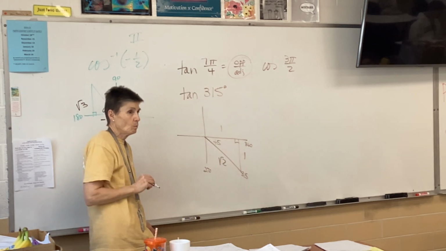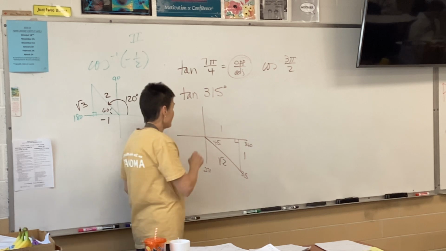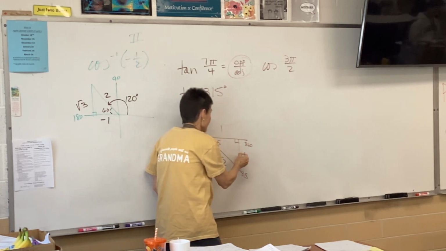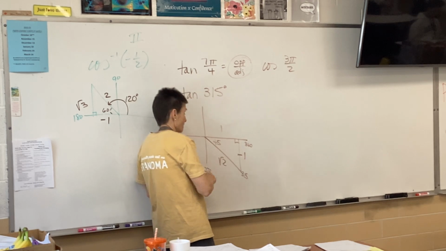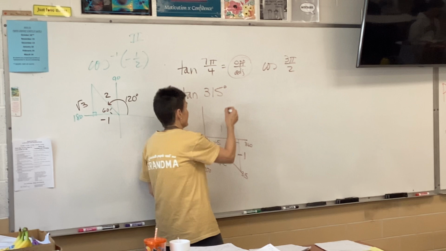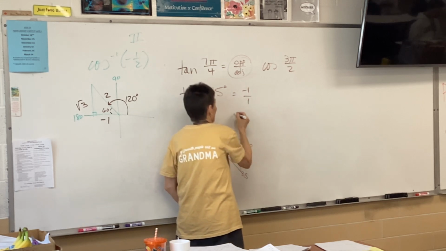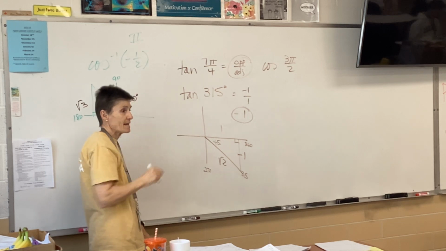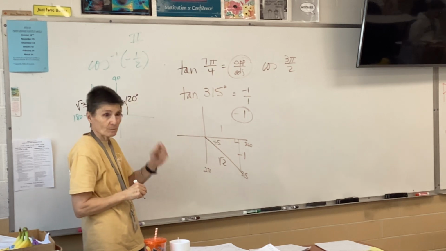I'm not in quadrant 1, so something's negative. Not this. This opposite's negative. That's not negative. Ever. Opposite over adjacent, negative 1 over 1, so the answer is negative 1. That's the answer to the question. Not 315.